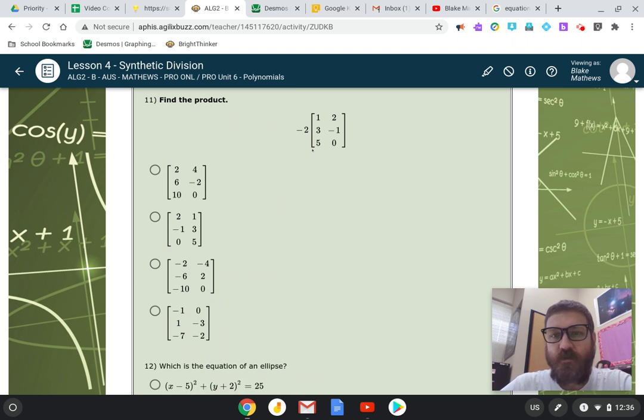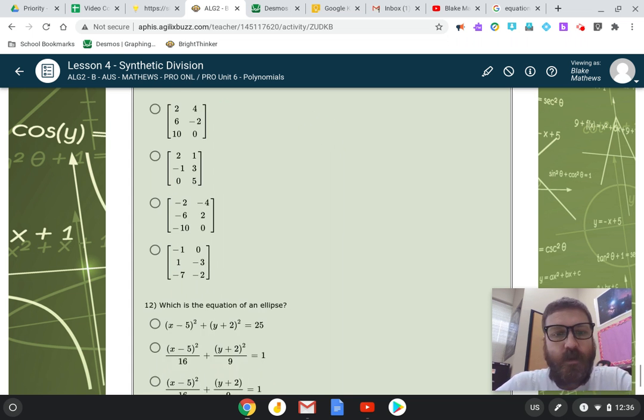Next, find the product. So this is going to be a matrix question. Very simple. When you multiply a matrix times an individual number, we call this a scalar multiplier. When you multiply by a scalar, you just multiply each number inside the matrix by that number. So -2 times 1, -2 times 3, -2 times 5, -2 times 2, and so on. You multiply all 6 of those numbers by -2, and the resulting matrix is those 6 numbers. So I think you can handle that.